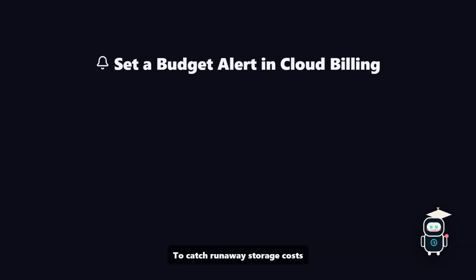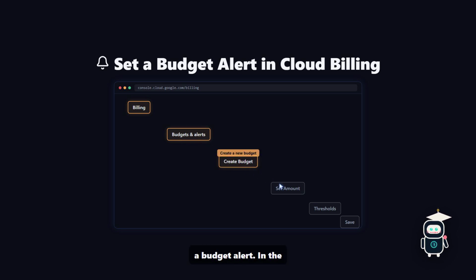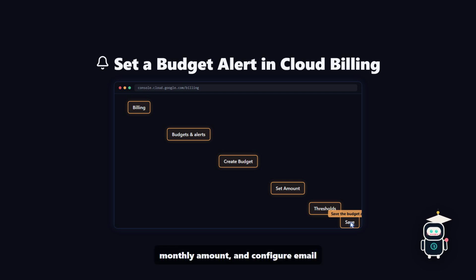To catch runaway storage costs before they surprise you, set a budget alert. In the Cloud Console, go to Billing, then Budgets and Alerts. Create a new budget, specify a monthly amount, and configure email notifications at 50, 90, and 100% thresholds.